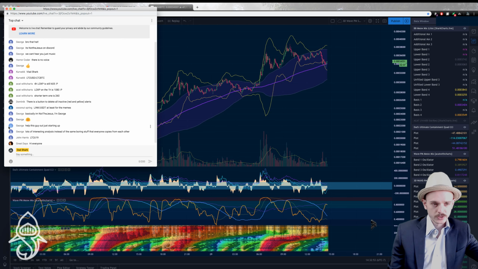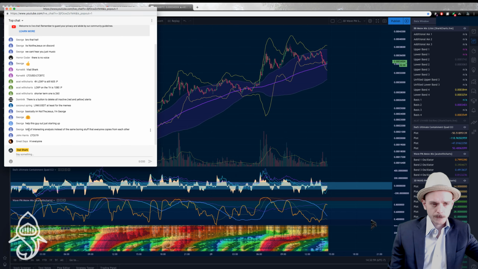Wait, are there two Georges? There are two Georges. That's a teal George. This is a blue George. Oh my god. Wait, no, I just had them highlighted. Never mind. Color changes when you highlight them. Oh my god. Okay.